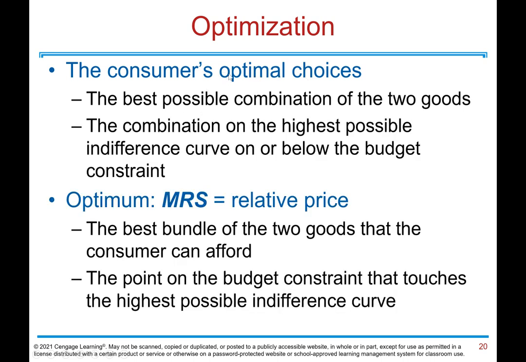Optimization: the consumer's optimal choices. The best possible combination of the two goods is the combination on the highest possible indifference curve that is on or below the budget constraint. The optimum is where the marginal rate of substitution is equal to the relative price. It is the best bundle of the two goods that the consumer can afford, the point on the budget constraint that touches the highest possible indifference curve.